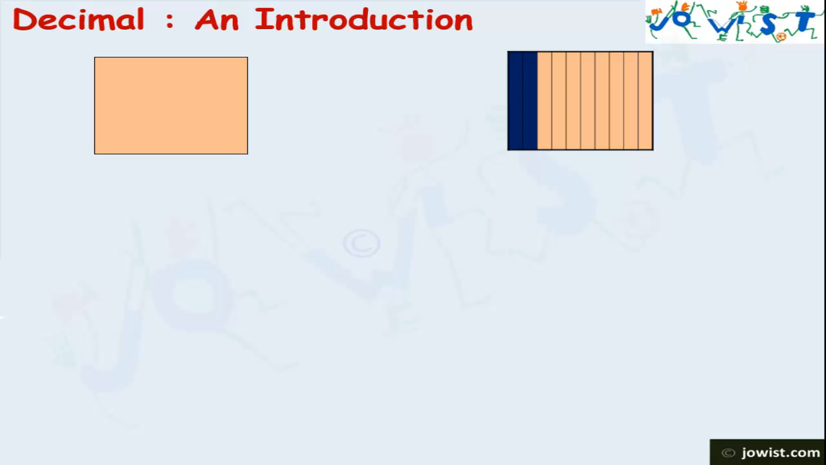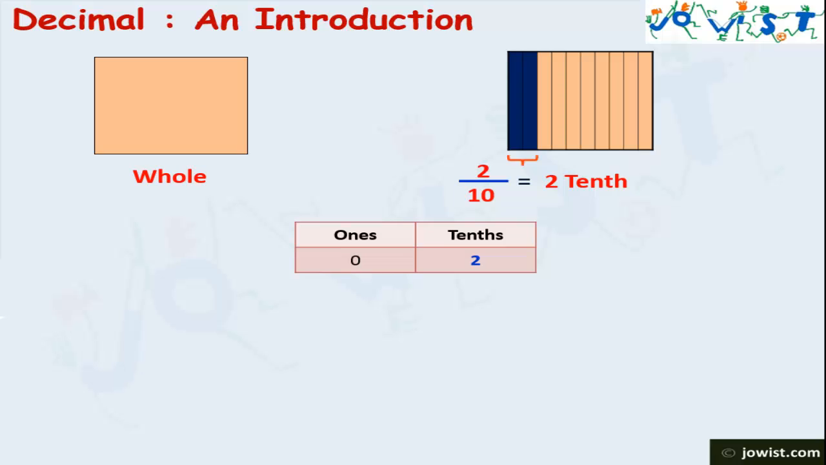Look at the rectangles. The left rectangle represents whole and the blue shaded part of the right rectangle represents 2 by 10 or 2/10. It can be written in the place value chart as 0 ones and 2/10. 0 ones and 2/10 can also be written as 0.2.